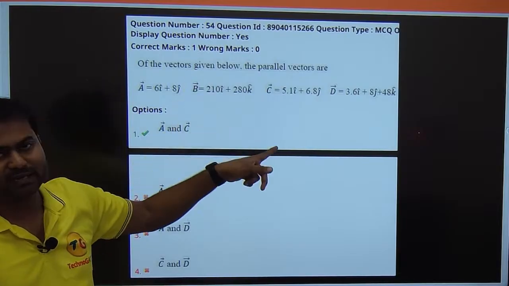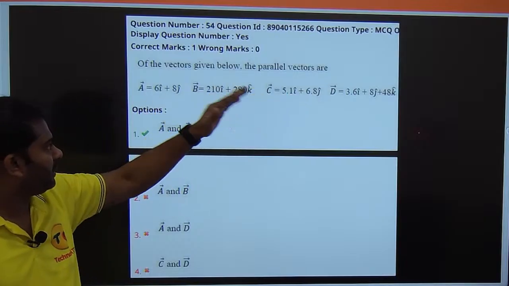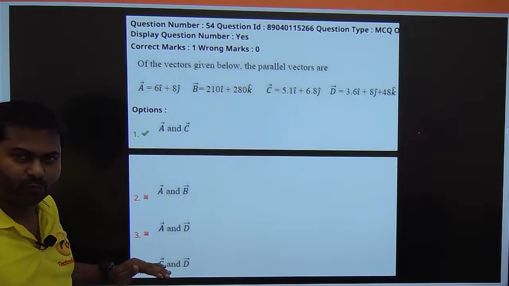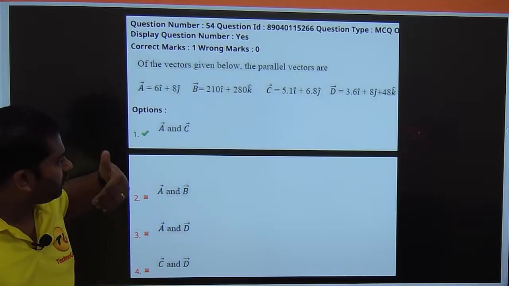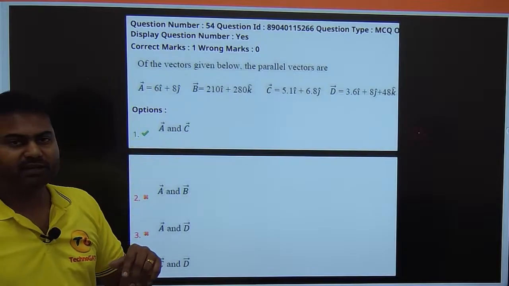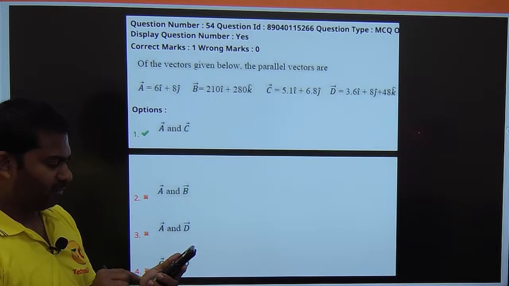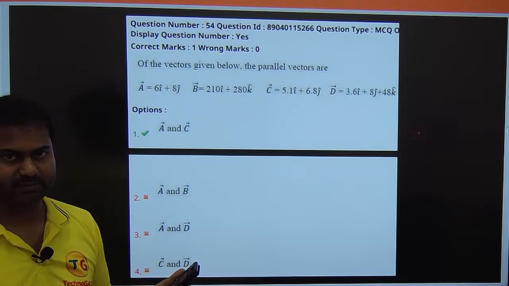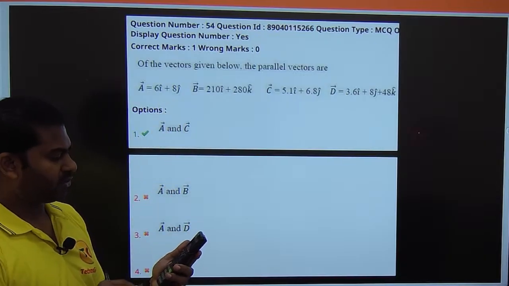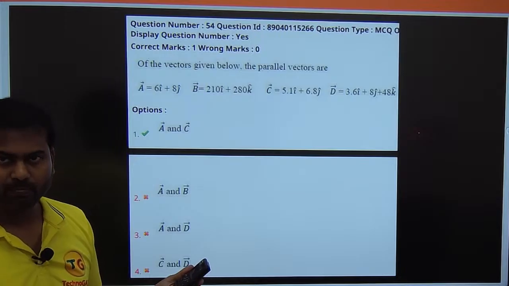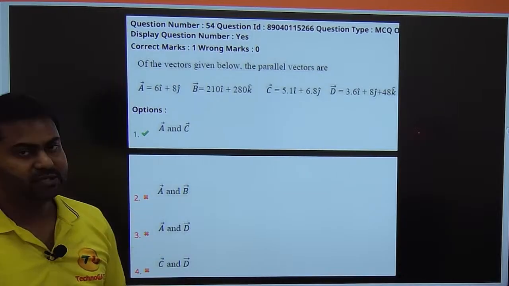So if you clearly understand and apply, D cannot be parallel to B and C, hence we can say D cannot be parallel to A and C, hence option 3, option 4 both are wrong, and A and B cannot be parallel, so second option is also right. So hence we are left over with only one option. Still if you want, you can check also. If you take A and C and you take the ratios, 6 divided by 5.1, it's coming out to be 1.176. అలాగే take 8/6.8. 8 divided by 6.8, it is also 1.1764. Same. So A and C are only parallel here. That's how answer is option number 1.